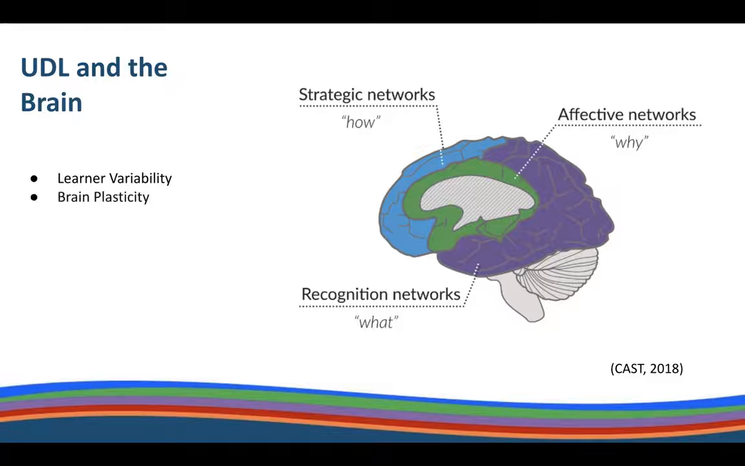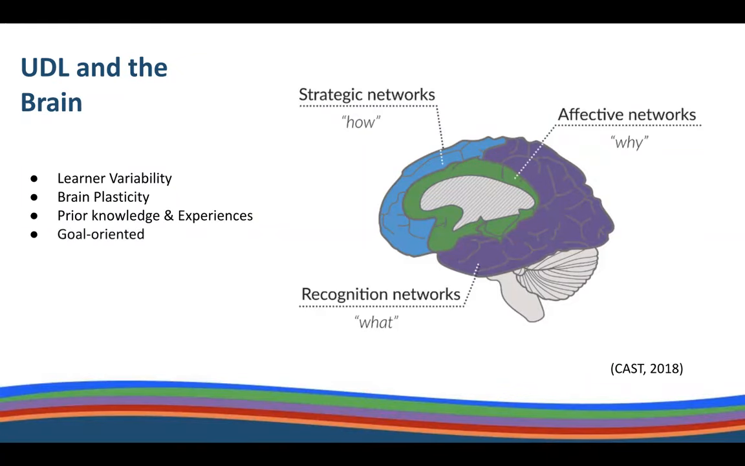We also know that learning occurs over time. It's a continuous process that evolves based on the information, people, and environments that we interact with. This is called brain plasticity. Students bring with them a range of backgrounds and past experiences. This prior knowledge informs how and what students connect with in the learning environment.